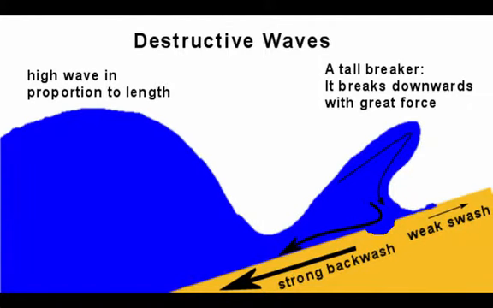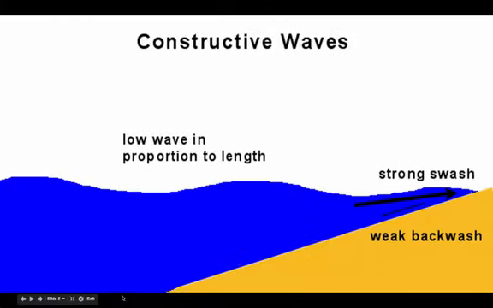The first way is through destructive waves. Destructive waves are large and frequent. The backwash carries more sand out to sea than there is material being deposited onto the beach. As you can see in this destructive wave, there's a large amplitude and a strong backwash, which means there's more sediment being carried out into the sea, so therefore the beach is reduced.